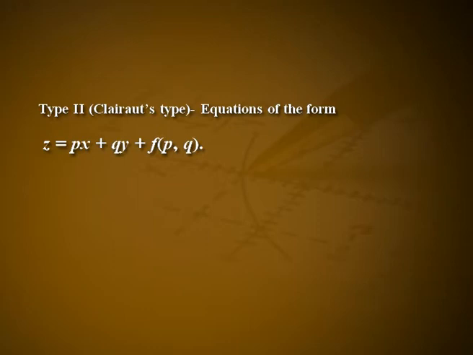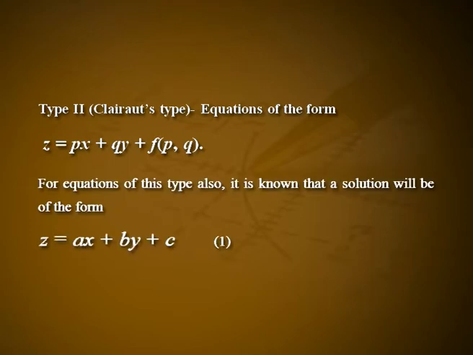Type 2. Clairaut's type. Equations of the form z = px + qy + f(p,q). For equations of this type also, it is known that a solution will be of the form z = ax + by + c. Let it be equation number 1. If we can reduce the number of arbitrary constants by 1, it becomes the complete solution of the given equation.